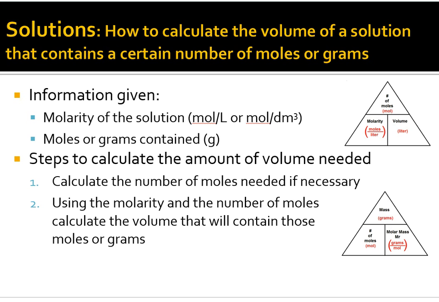The last set of exercises to calculate the volume of a solution that contains a certain number of moles are going to be in these three examples. The information is always given as the molarity and the number of moles or grams. If the number of moles are given, we can calculate the volume in liters through this formula. If we need to calculate first the number of moles, we need to use the mass given and the molar mass of the substance to calculate the number of moles first, and then we are going to apply the second formula.